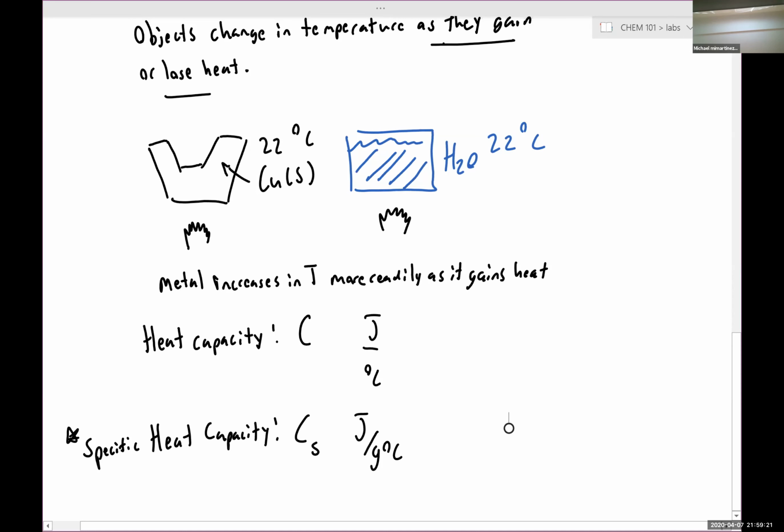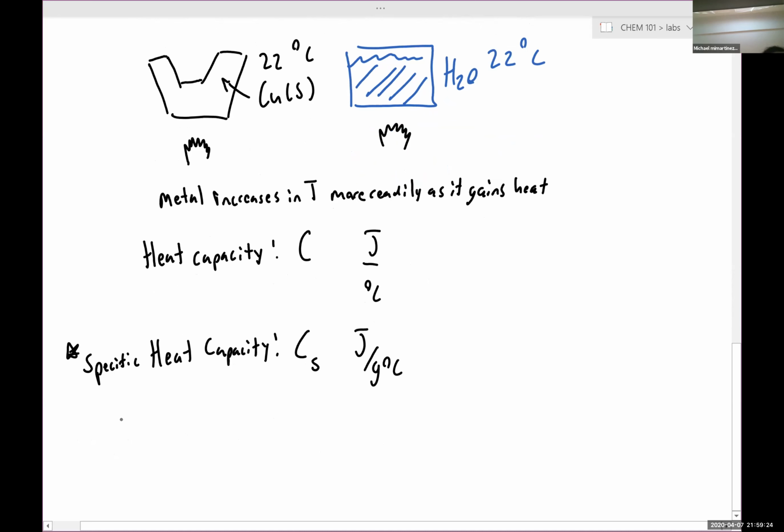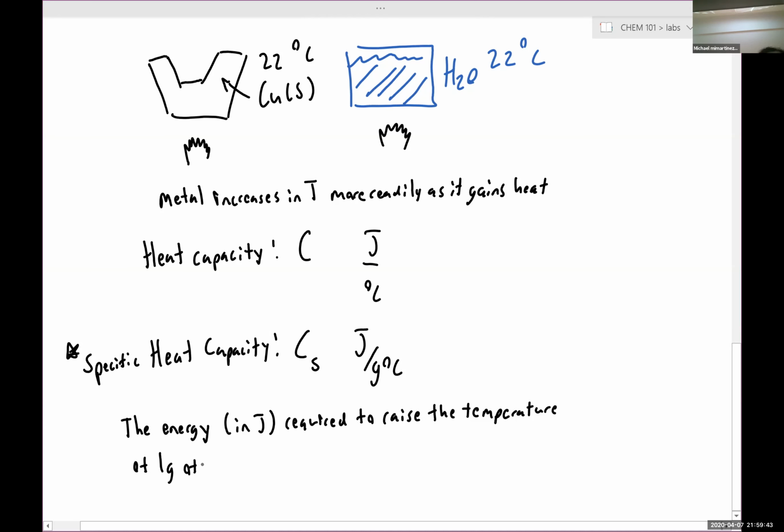And what specific heat capacity describes, in essence, is the energy in joules required to raise the temperature of 1 gram of material by 1 degree Celsius. Okay? So it's a direct relationship between the temperature change of an object and the heat gained by an object.